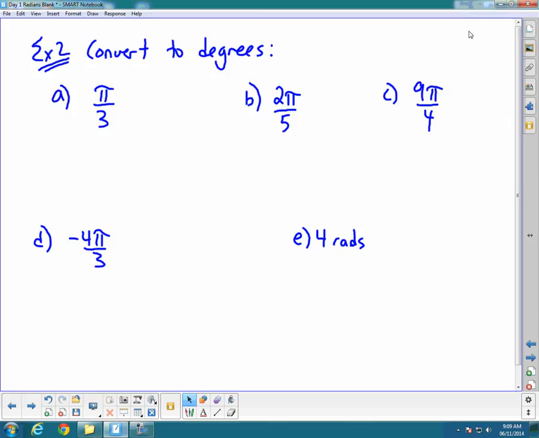Okay, so next we're going to go the opposite way, and we're going to convert from radians into degrees. And again, doing all the conversions today is just getting comfortable with this unit of measurement, because it's what we're going to be using this whole unit.